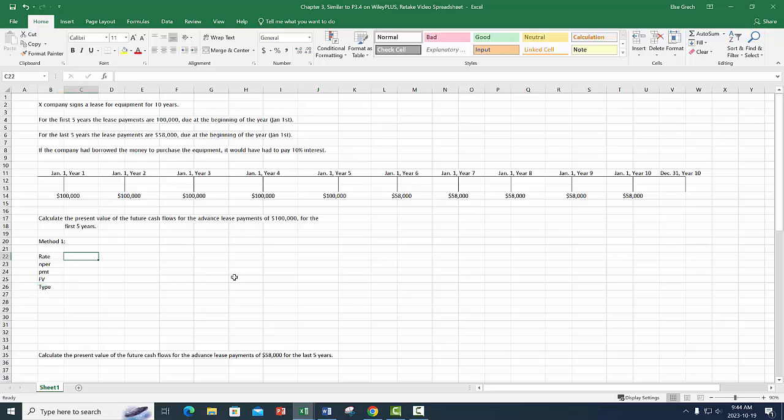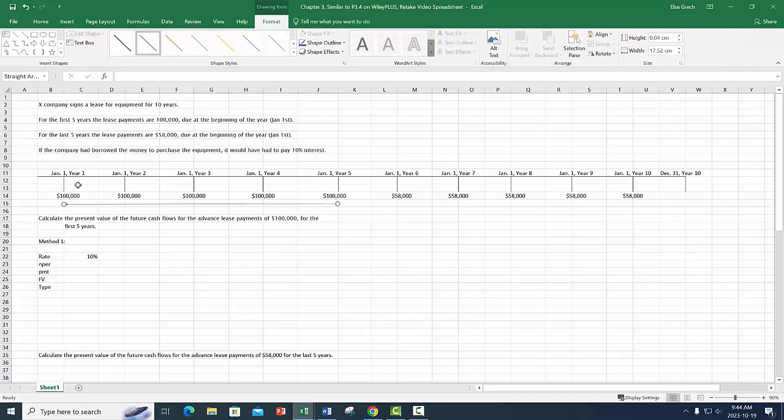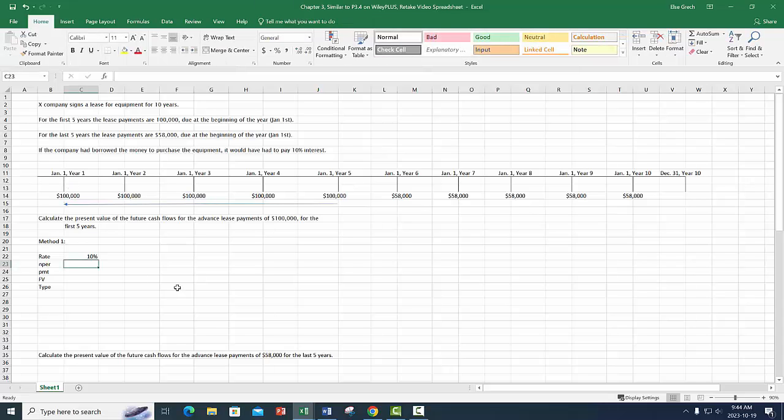I know my rate is 10%. And my number of periods, keep in mind, let's just insert an arrow for a second. What I'm doing is I'm valuing these ones. I'm calculating the present value back to this date, January 1st, year 1. When I look at this, the number of payments is 5. And the payment is going to be, and I input this as a negative number, $100,000. And then the future value is 0. And my type, because I'm paying at the beginning of the year, is 1.